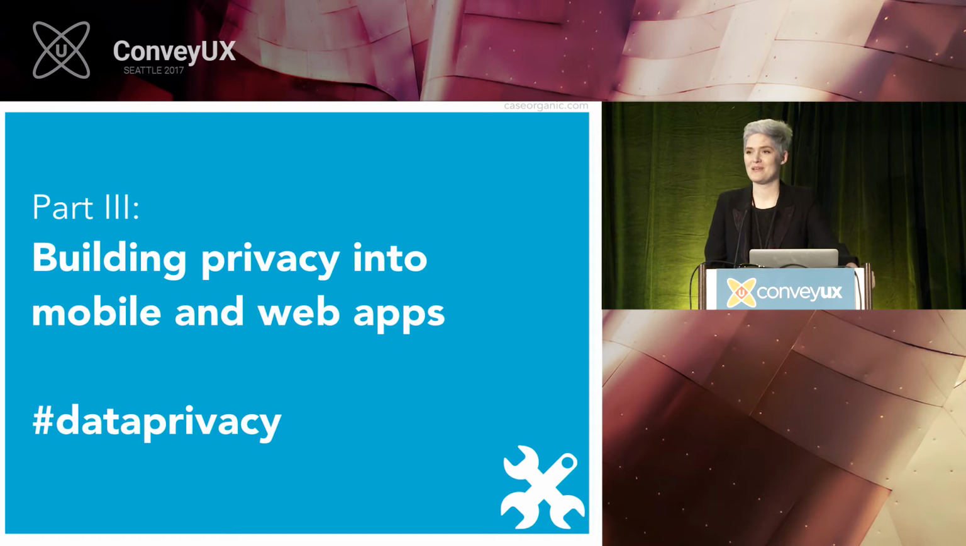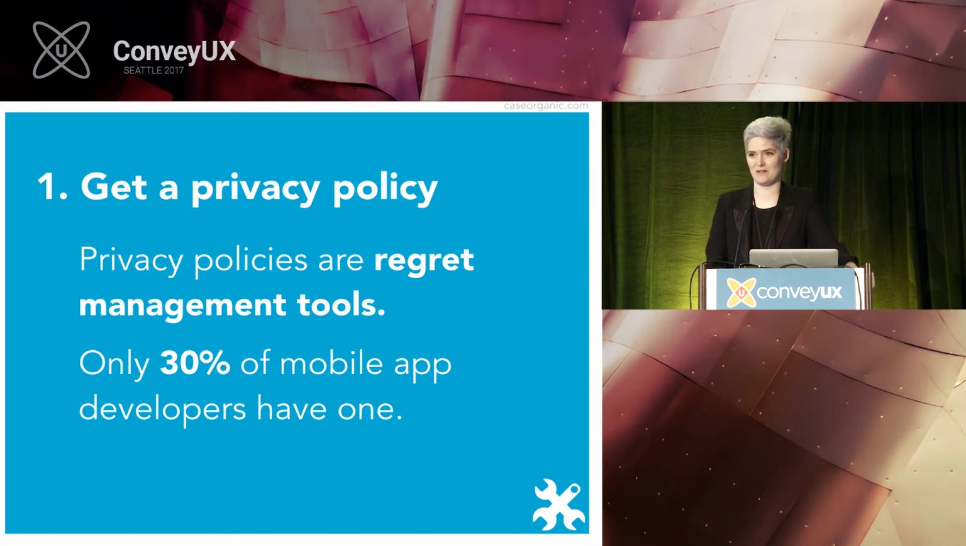So part 3, how do you build privacy into mobile and web apps? This is the boring structured part of the talk. 1, get a privacy policy. A privacy policy is not just a piece of text and legalese. It's a regret management tool.